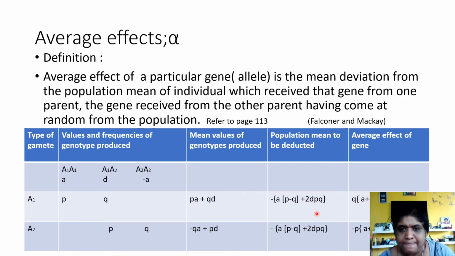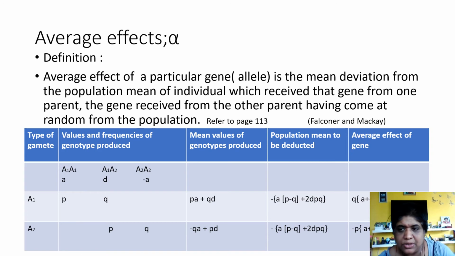So in this case, you can see that the homozygote is given A1, A2, A2, A2 is negative A, and then these are the values, and you calculate with the frequency. This is the mean value of genotypes that is being produced by each of the genes, and then you have to minus off the population mean, which was given by the earlier slide, and then the average effect of the gene will be this. All right, I think you can't really see it, but when you move my video, I think you should be able to see it.